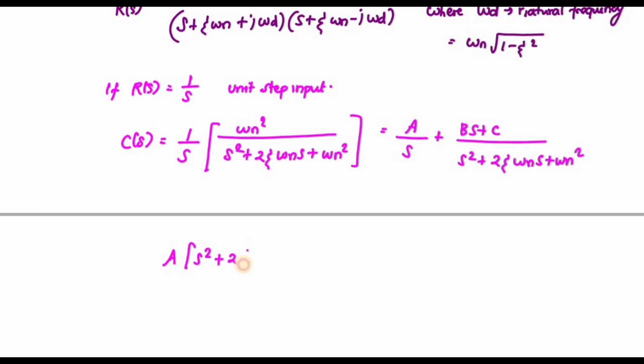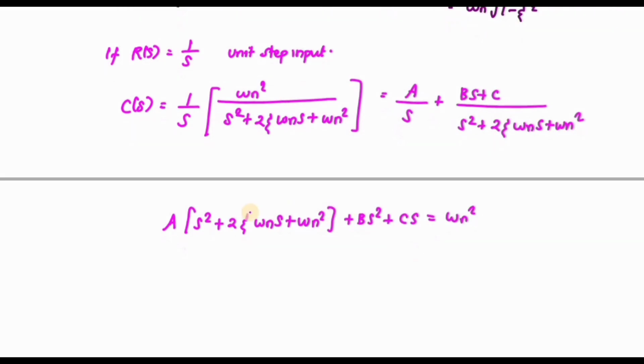Here I am going to multiply by taking the LCM: A(s² + 2ζωn s + ωn²) + (Bs + C)s = ωn². Sorry, the right side is equal to ωn², since you can see in C(s) I have ωn².